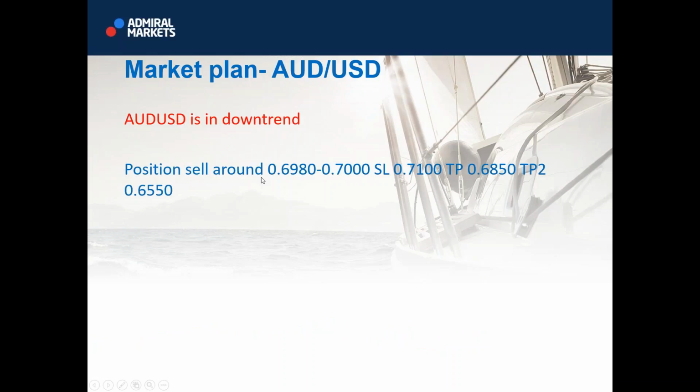Australian dollar is definitely, in my opinion, the trade setup and the pair which I think I will be trading the most, and that is a sell position at 69.80 to 70.00 with a stop loss of 71.00, targeting 68.50, 65.50. This level looks maybe a little bit pretentious and a little bit exaggerated, but this is what I'm looking at ultimately on Australian dollar. 65.50 the target ultimately.